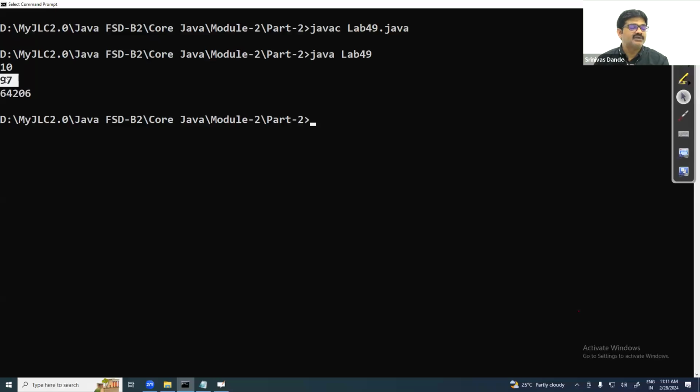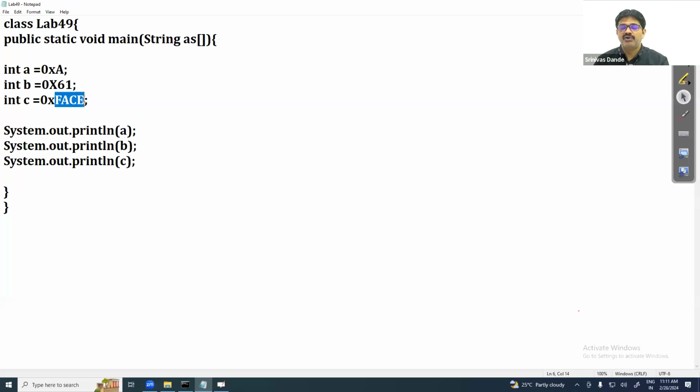10, 97. 61 is a 97 and 64,206. This simple one is equivalent to the decimal, that big number, guys. So hexadecimal is clear. Now the last is binary.